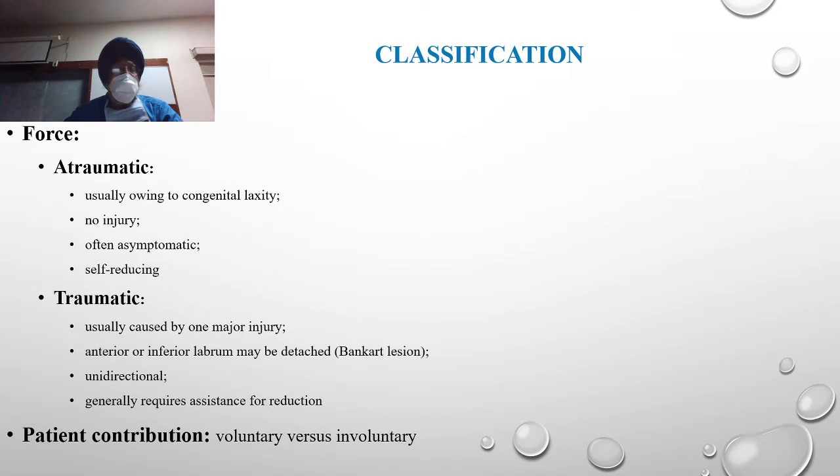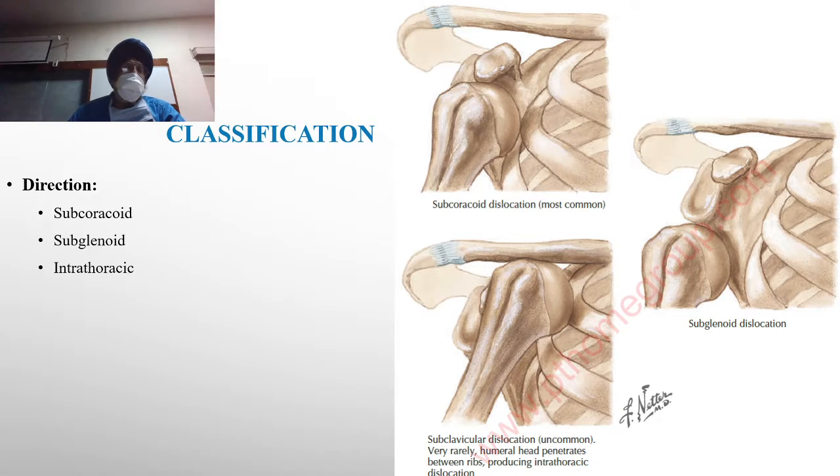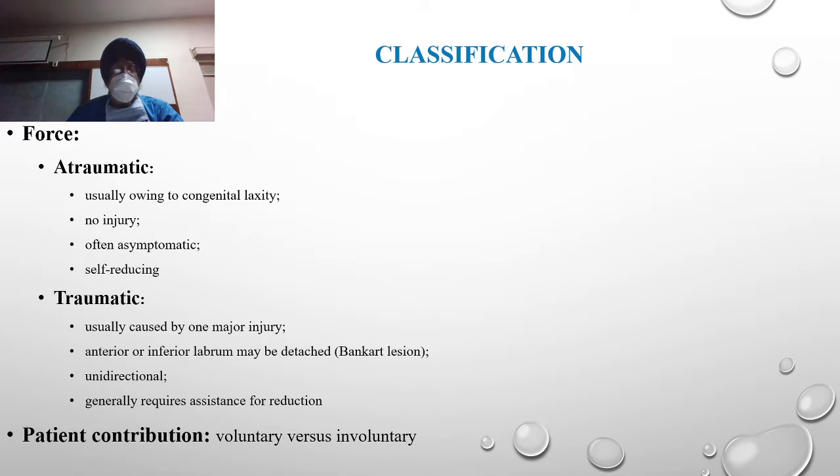Then as per the force classification, that's atraumatic, usually owing to congenital laxity, no injury, often asymptomatic, self-reducing. Then traumatic, usually caused by one major injury, anterior or inferior labrum may be detached, that is Bankart lesion. Unidirectional, generally requires assistance for reduction. Patient contribution: voluntary versus involuntary.